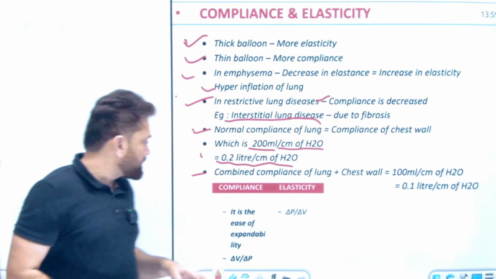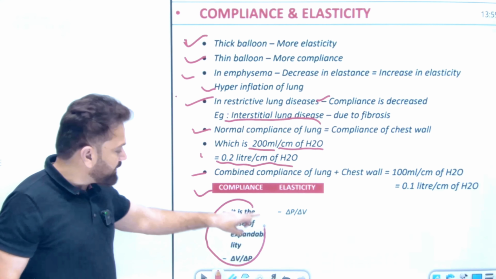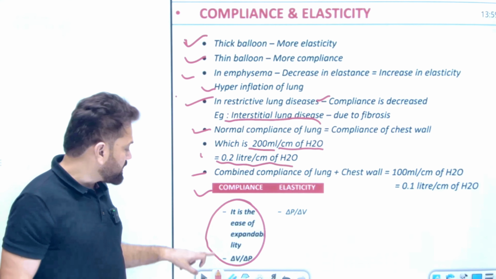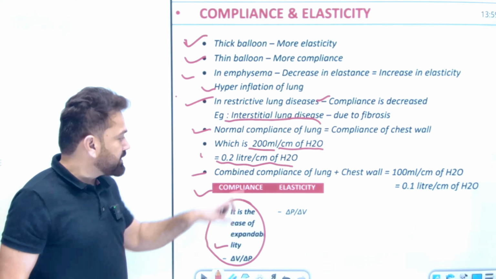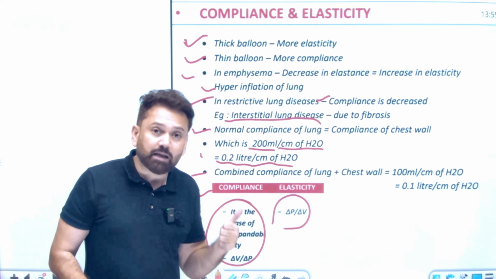Is this clear, doctor? So compliance is the ease of expandability, delta V by delta P. The more the volume, the more the compliance. Elasticity is delta P by delta V. The more the volume, the lesser the elasticity.